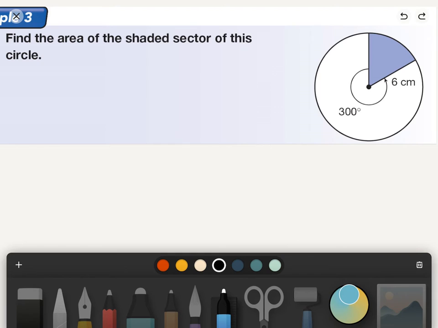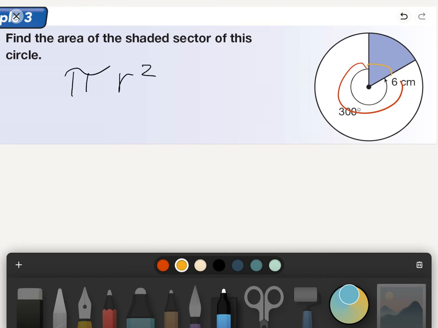Okay, well I think it's his turn. Yes. Find the area of the entire circle, which we get, of course, by saying pi times the radius squared. Okay, so that'll be our first step. Now, if this is 300 degrees, then what does this have to be?